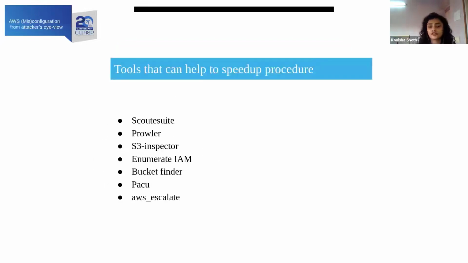And there are tools that can help you speed up the procedure: bucket finder, S3 inspector, then enumerate-iam to enumerate the permissions, and aws_escalate, which you can use to see if privilege escalation is possible. They simply help to find those.